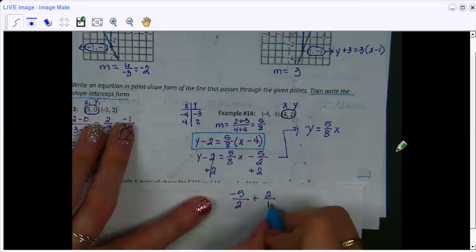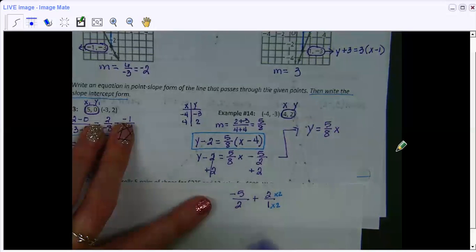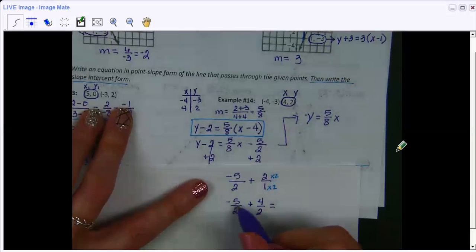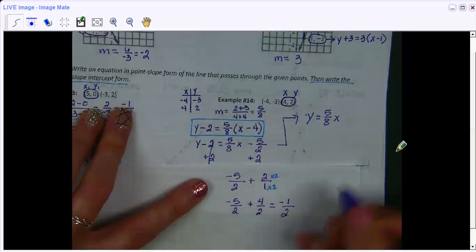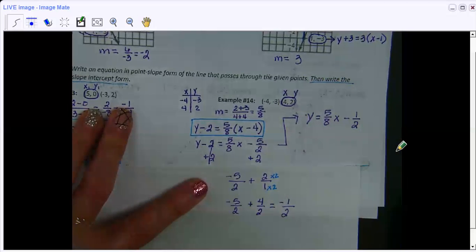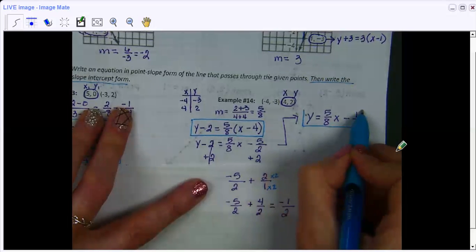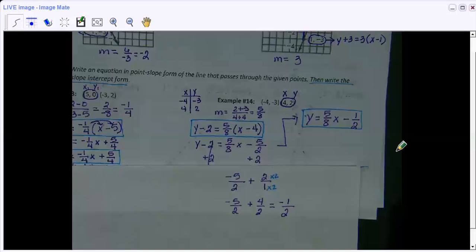So to make this a 2, I multiply it by 2. And then if I multiply the denominator by 2, I multiply my numerator by 2. So we have negative 5/2 plus 4/2. And now I can add this because they have like denominators. Negative 5 plus 4 is negative 1, and my denominator stays the same. So I end up with a minus 1/2. And that is the second part of my answer for example 14.